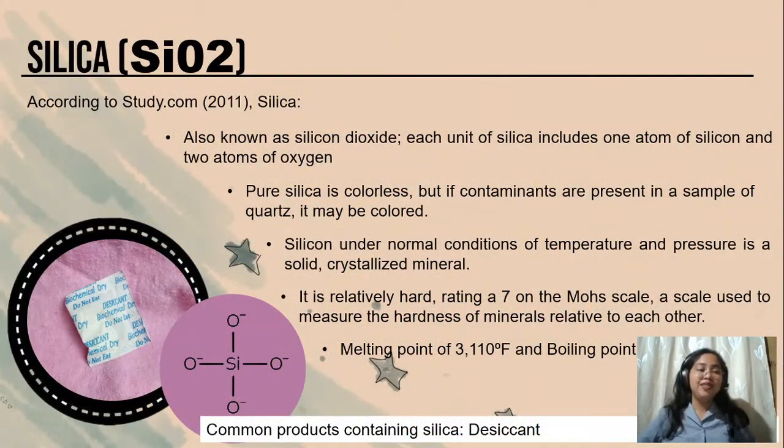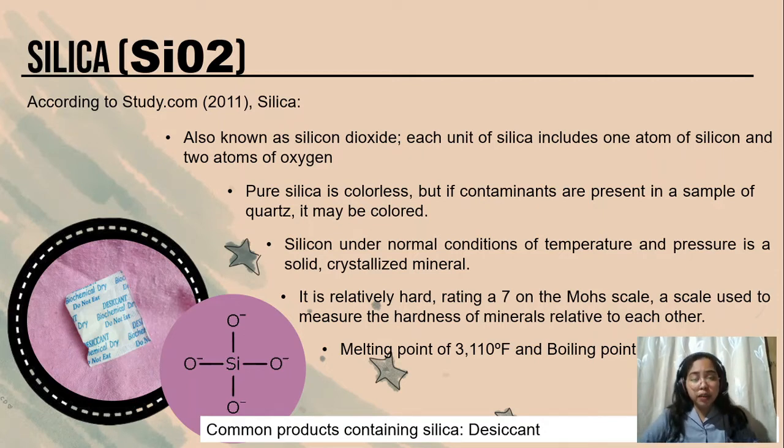So, first, silica. Silica has the molecular formula SiO2, also known as silicon dioxide. Each unit of silica includes 1 atom of silicon and 2 atoms of oxygen. Pure silica is colorless, but if impurities or contaminants are present in a sample of quartz, it may be colored.